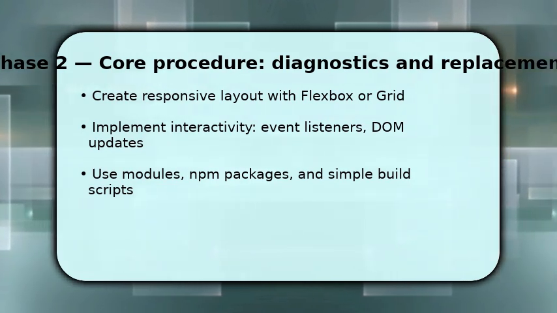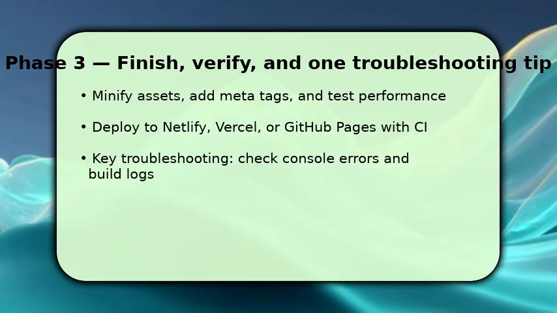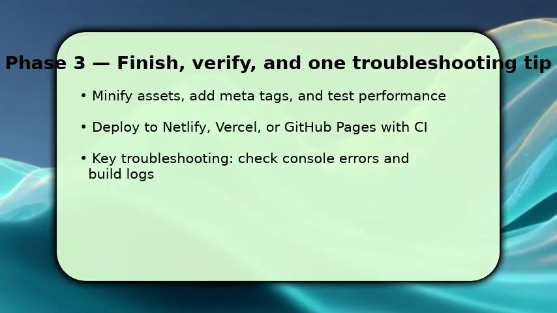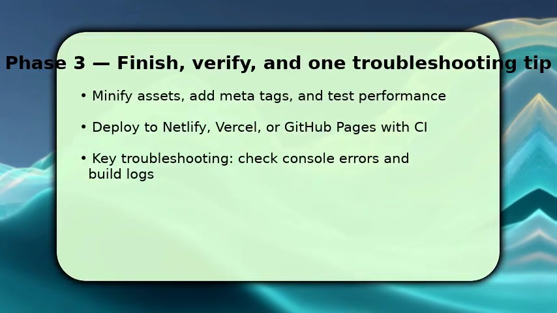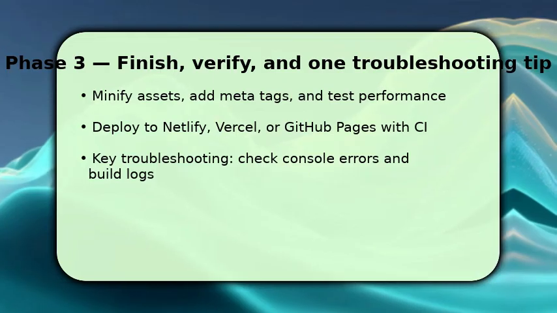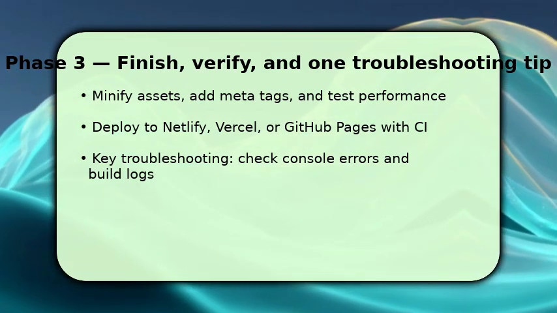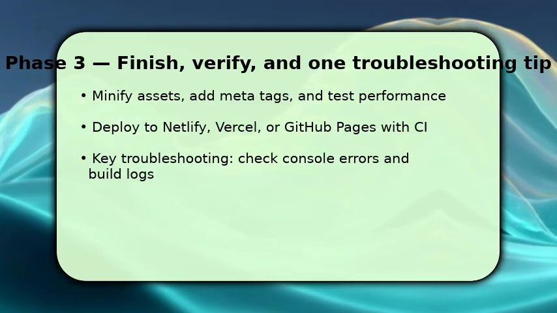Minify CSS and JS, add meta tags for SEO, and run Lighthouse or similar to identify bottlenecks. Make sure images are compressed. Choose a host like Netlify, Vercel, or GitHub Pages and connect your repo for continuous deployment. Once deployed, verify SSL and routing.